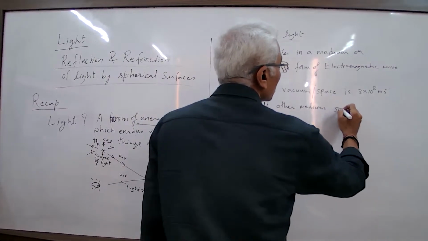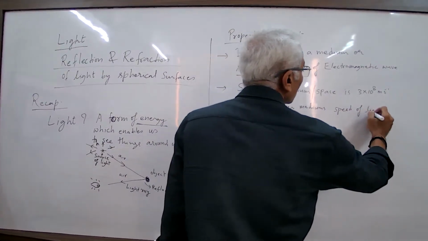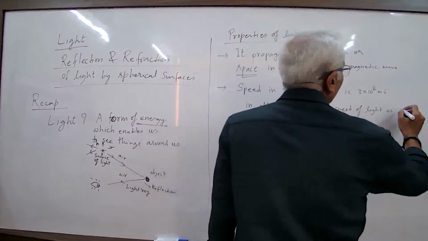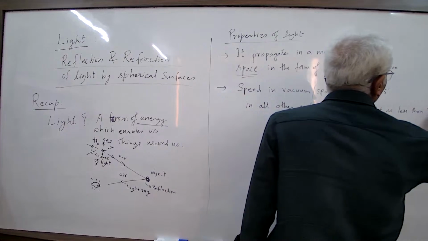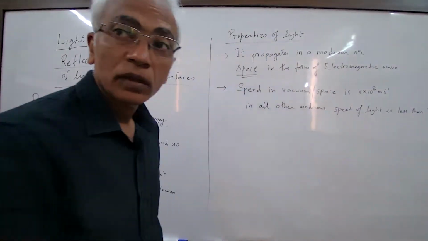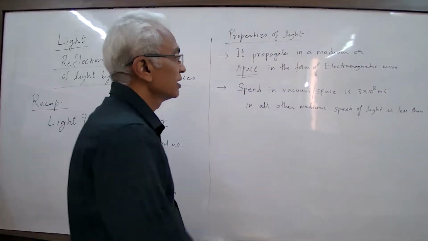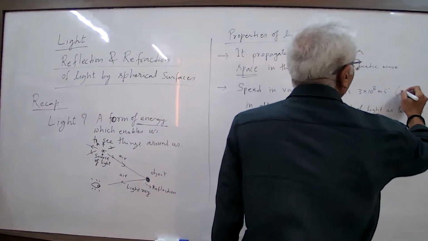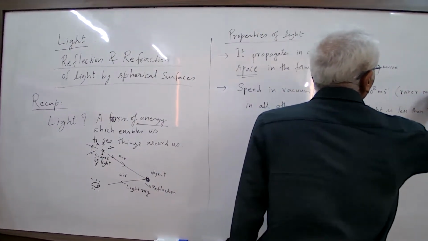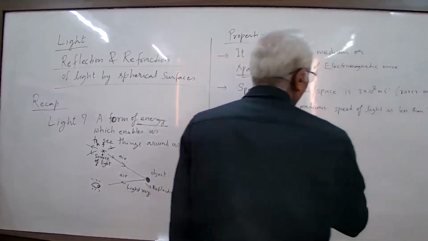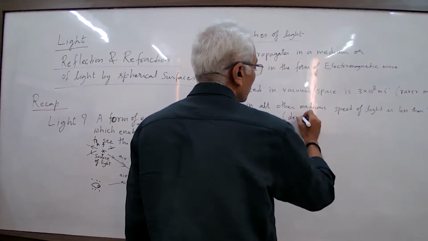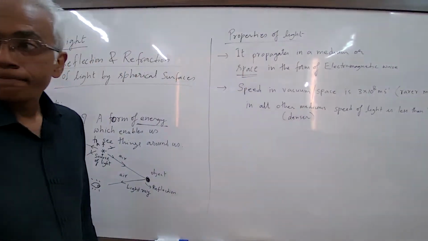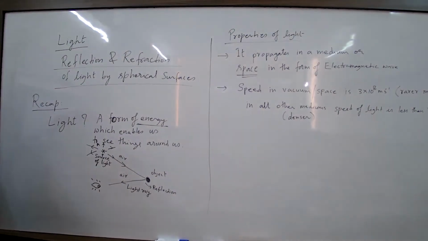the speed of light is less than 3 into 10 raised to 8 meters per second. So this is then the rarer medium. These terms you should keep in mind. Later on it will be handy. All other mediums are termed as denser medium. So the speed of light is less in a denser medium than it is in a rarer medium.